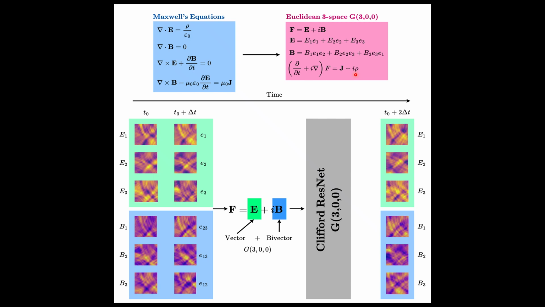Most neural networks solving Maxwell's equations ignore this. They work in ordinary 3D Euclidean space, treating the electric field E and the magnetic field B as separate components, which is mathematically valid but physically awkward. It's like solving a problem about circles using only square coordinates.